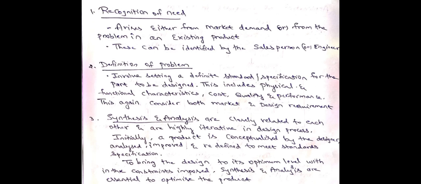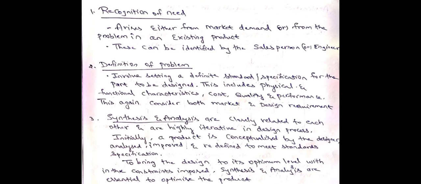Now let us see one by one. Recognition of need arises either from market demand or from a problem in an existing product. These can be identified by the salesperson or engineer. Next is definition of problem. It involves setting a definite standard specification for the part to be designed. This includes physical and functional characteristics, cost, quality and performance. This again considers both market and design requirements. Based on those requirements, the definition of the problem will be done.